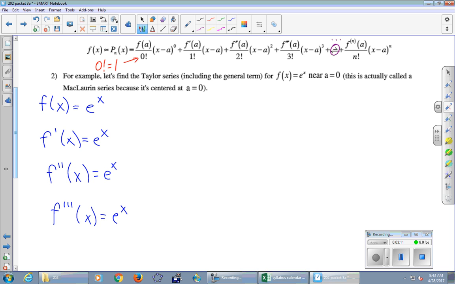Then we are going to plug the magic number into each of these things, and the magic number is given right here: a equals 0, right? We're just going to plug 0 in. How much is f of 0? 1, right? e to the 0 is 1. Now we're going to plug 0 into all of these derivatives.